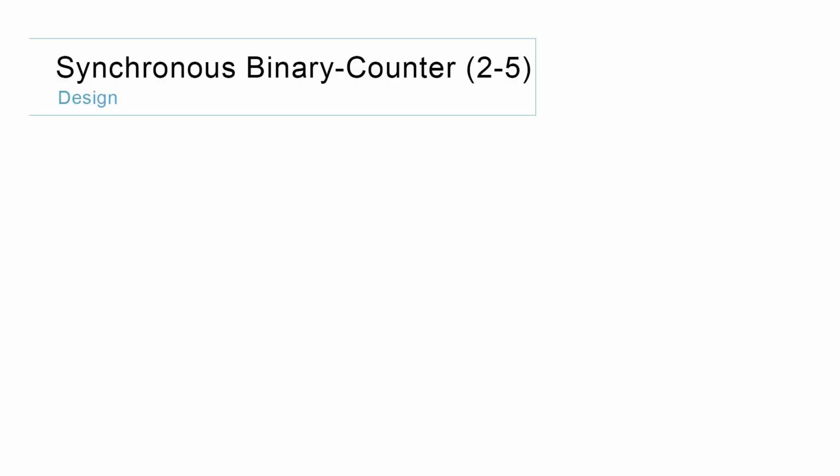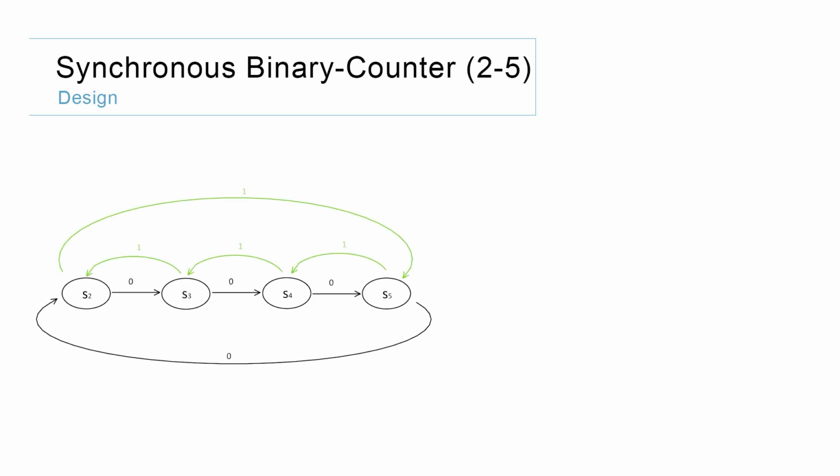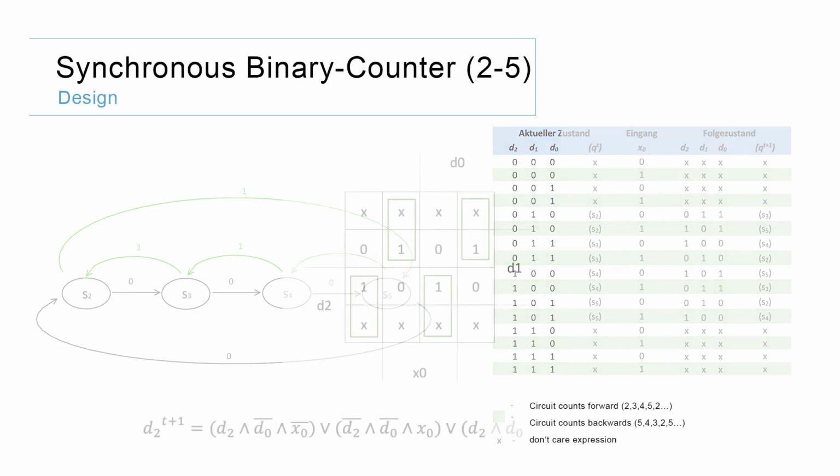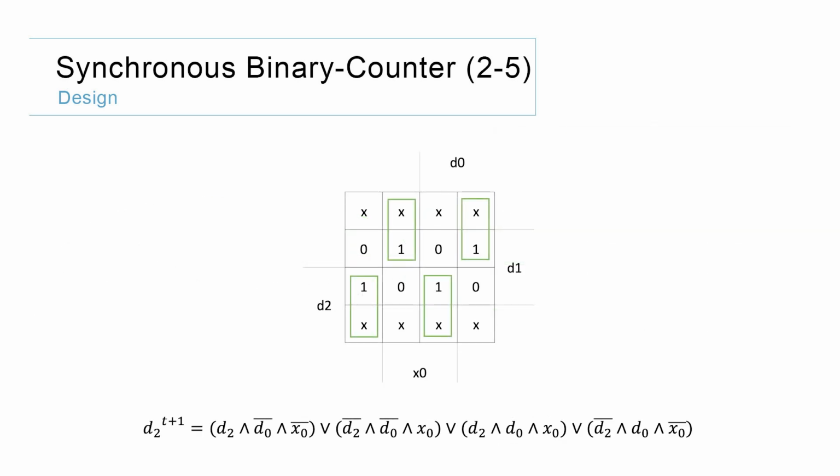Another example is a binary counter which is able to count forwards or backwards. The approach of the design is the same as before. The first step is the state machine, the second step is the state table, where all unused states are marked as don't care expressions. And as the last step, the minimization of the circuit with K-maps.